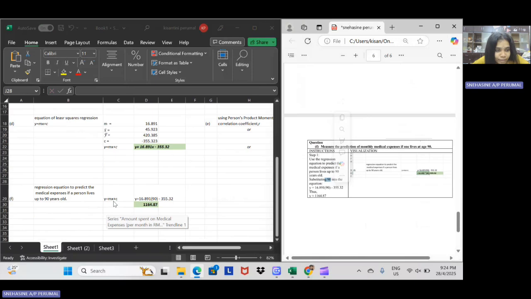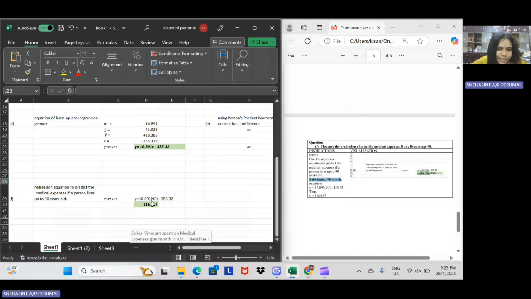So for F, y equals 16.891x minus 355.32. Then we have to substitute x with 90 into the equation, and then you'll get this answer.